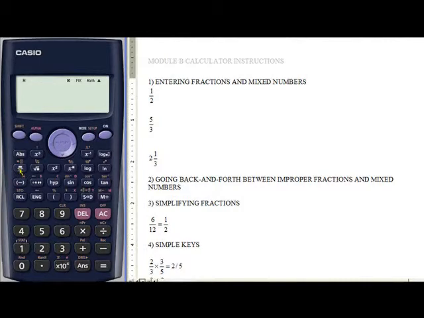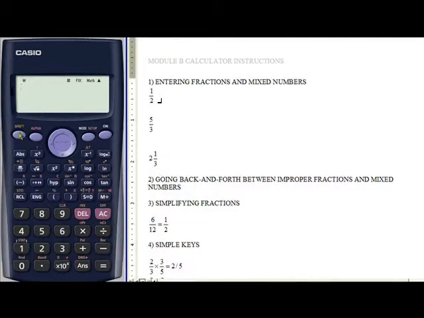In this calculator, you push the button and then you will get some kind of fraction with numbers to be filled in. Let's say I would like to enter 1/2. You go 1, and then you go down with the arrow 2. Okay? Here's 1/2. How about 5/3? The same way. Enter 5, down 3. Now, if I want to enter 2 1/3, this is how you do it.